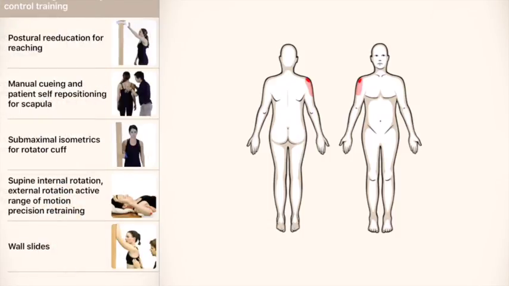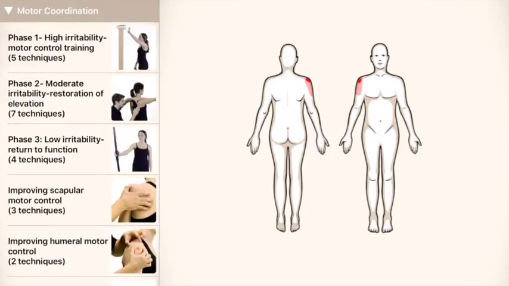So talking about helping the patient find an optimal scapular position, working at low angles of shoulder elevation initially, and ideally working on submaximal isometrics for the rotator cuff to help with the centration or the stabilization of the humeral head in the glenoid fossa.